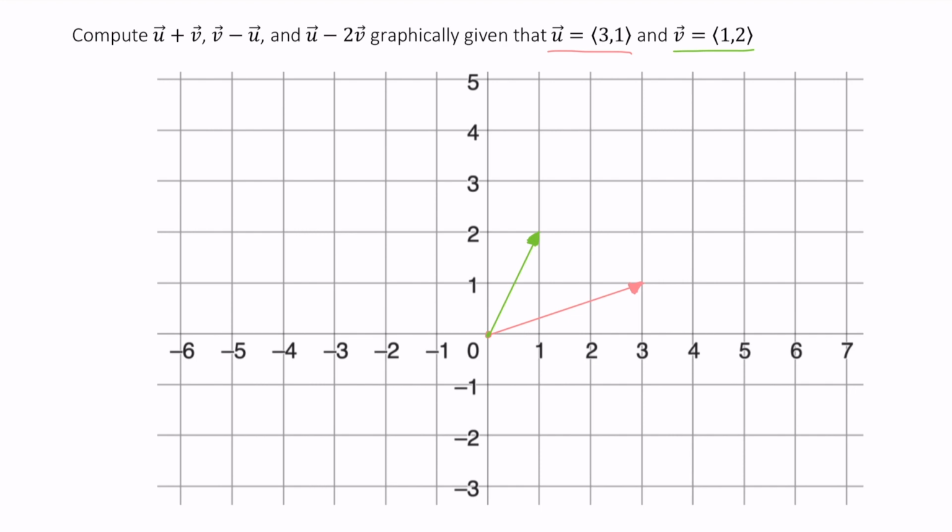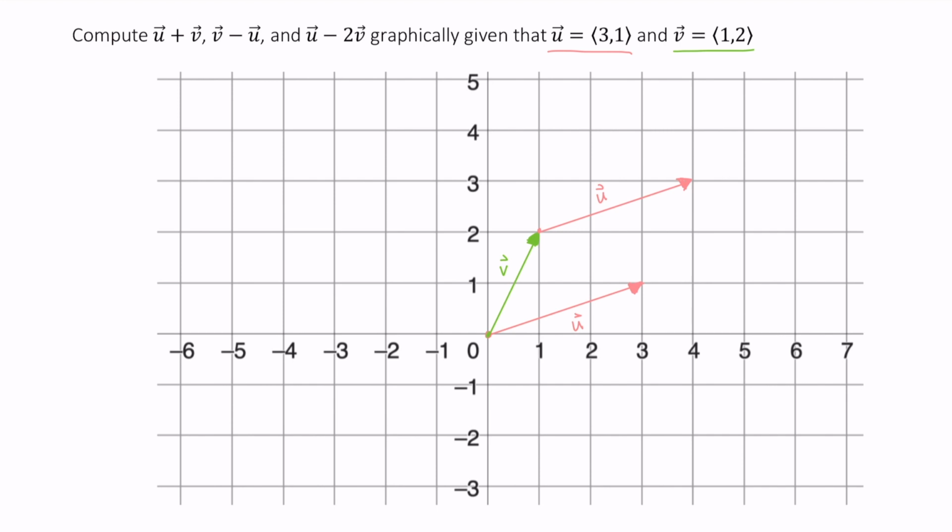we can draw these tip to tail. So here's v. I'm going to include u here, starting at the tip of v and ending 3 over and up 1. So this would be over 3 and up 1. It would end here. This is u.